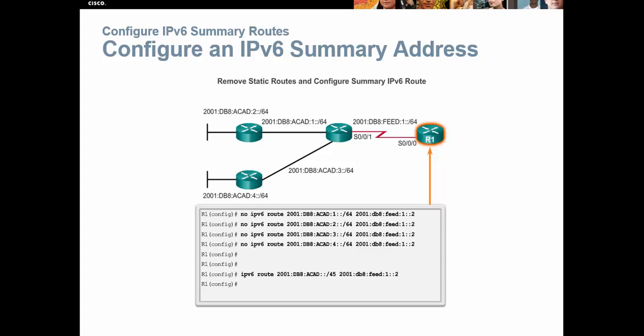Here you'll see where we've removed the static routes and we configure the summary IPv6 routes. I don't expect you to do this in your head. You'll definitely need a good calculator that goes from hex to binary and binary to hex to help you figure this one out.